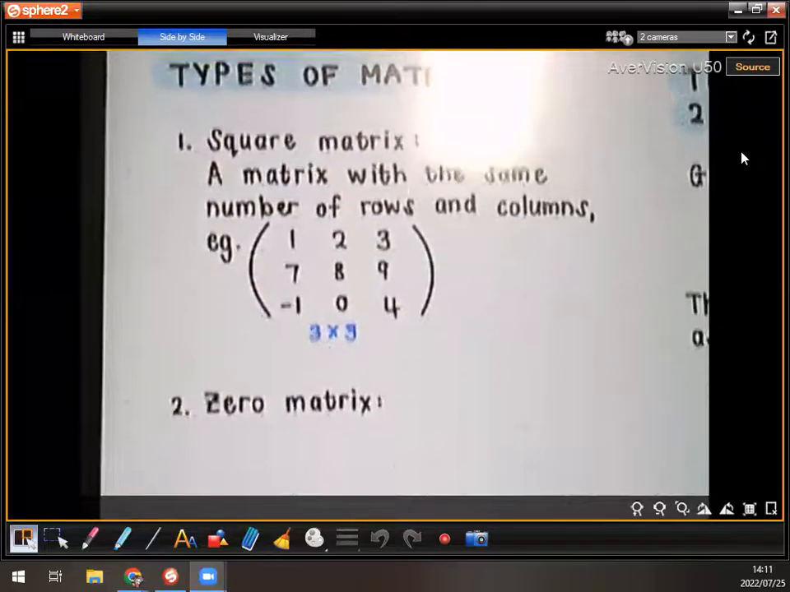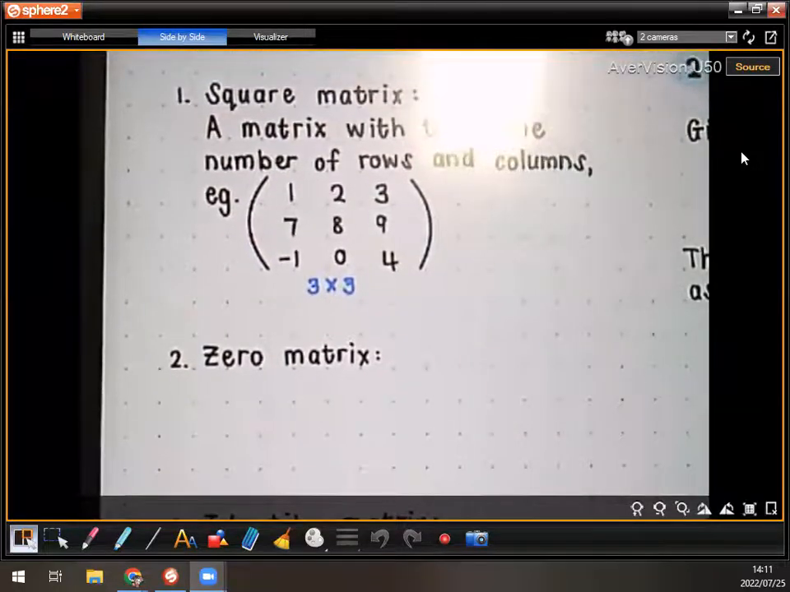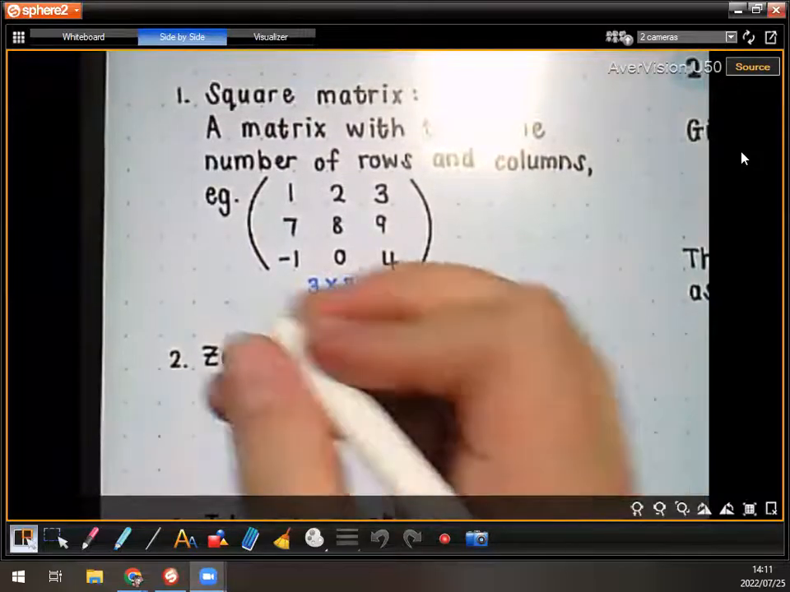Okay, a zero matrix. That is a matrix where all the elements are zeros. Literally zero matrix, all the elements are zeros.